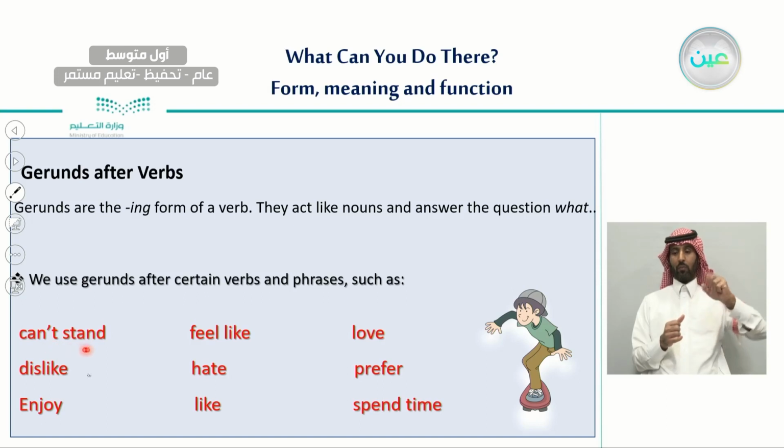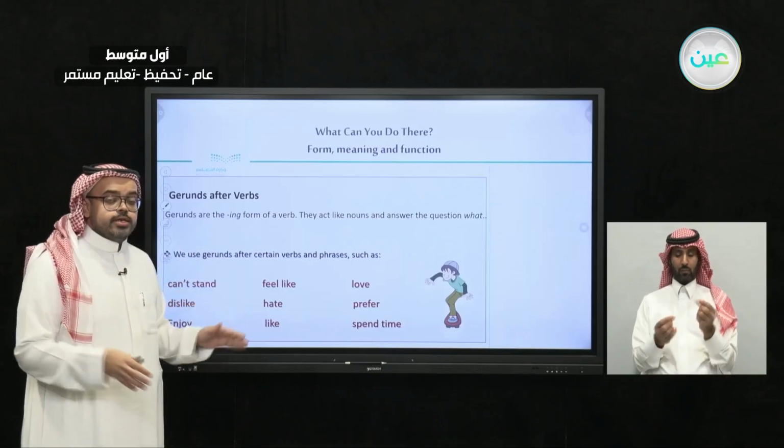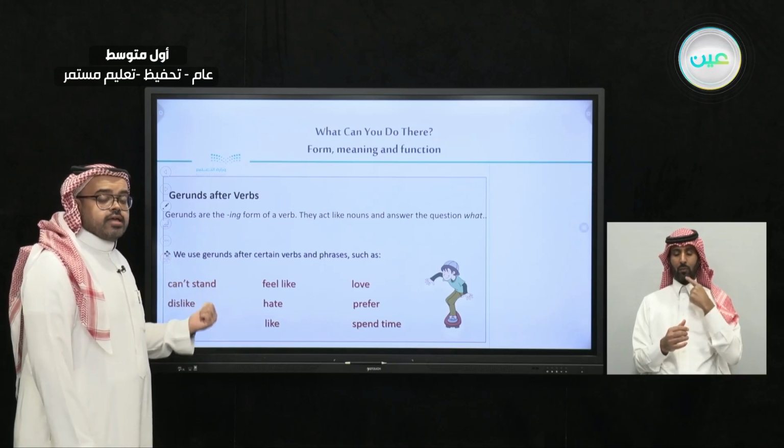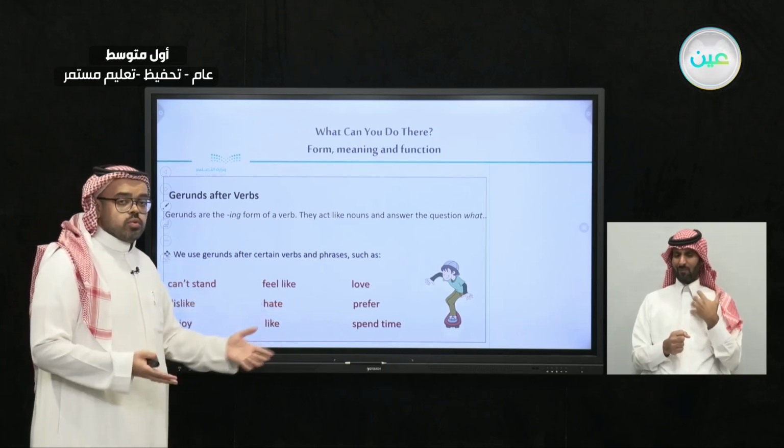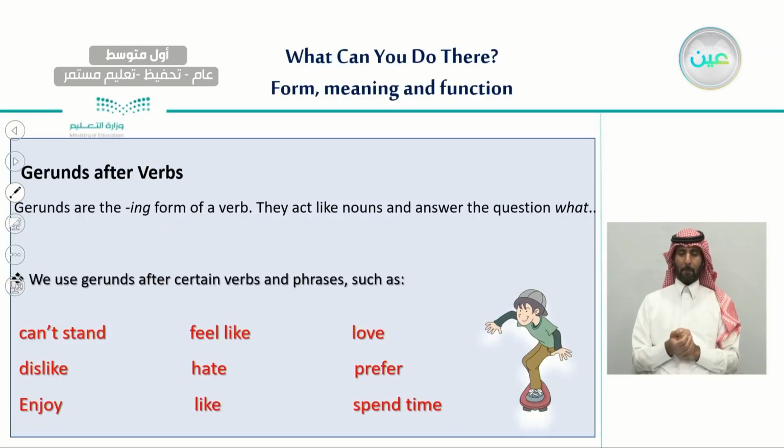We usually, when we use "can't stand," this phrase comes after it with a gerund, a noun or a word that ends with -ing. For example, I can't stand waiting. I feel like swimming. I love playing. I dislike playing basketball. I hate painting. I prefer running. So you see, those verbs, we use them before a gerund.